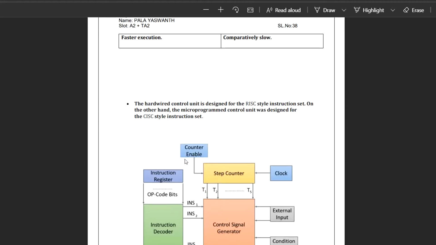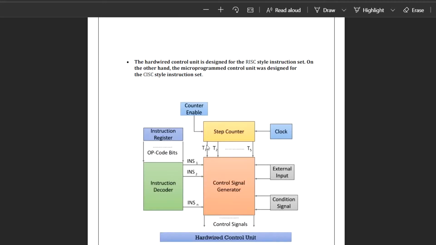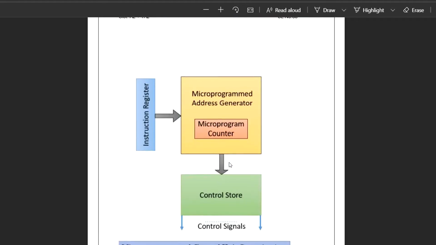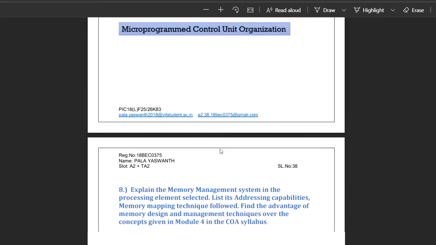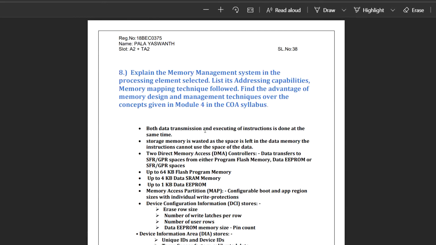In the same way, we have clearly shown the basic working in the form of a block diagram for the hardwired control unit and the microprogrammed control unit organization. That is up to the 7th question, and the 8th question is about explaining the memory management system in the processing element selected, listing its addressing capabilities, memory mapping technique followed, and the advantages of memory mapping and management techniques, as per module 4 in the COS syllabus.